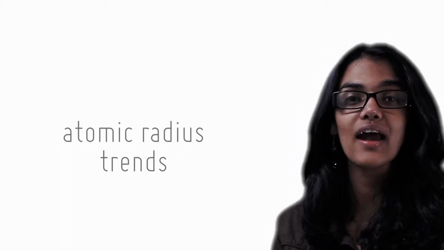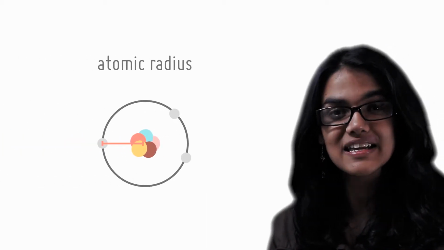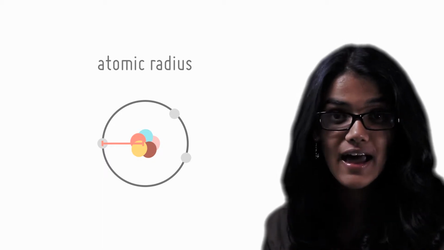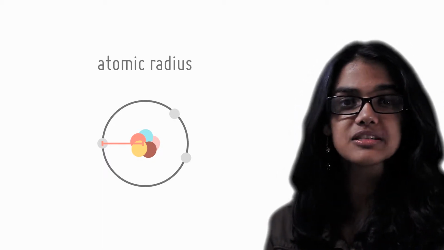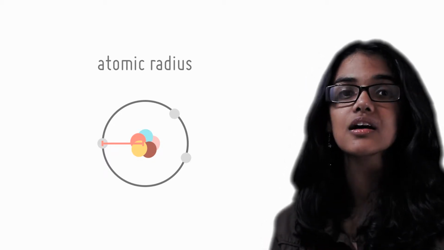Any sphere, and therefore any atom, has a radius. We call this the atomic radius, and it is basically the distance from the center of the atom to the outermost bit of its electron cloud. Now, this is a very, very small distance, but across all of the elements on the periodic table, the length of the atomic radius does follow a trend.